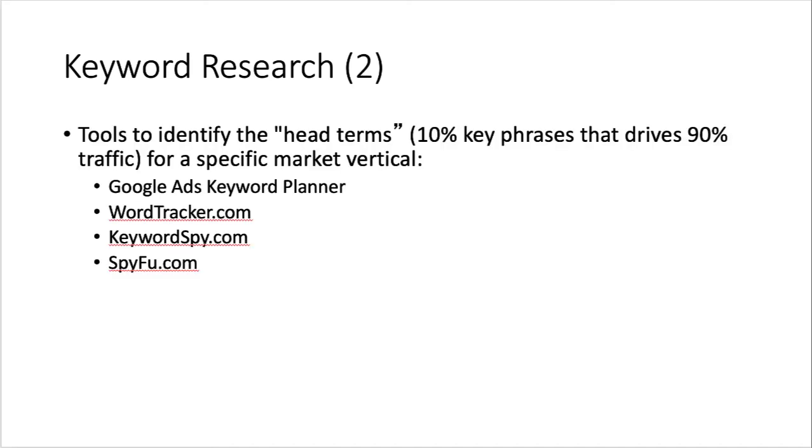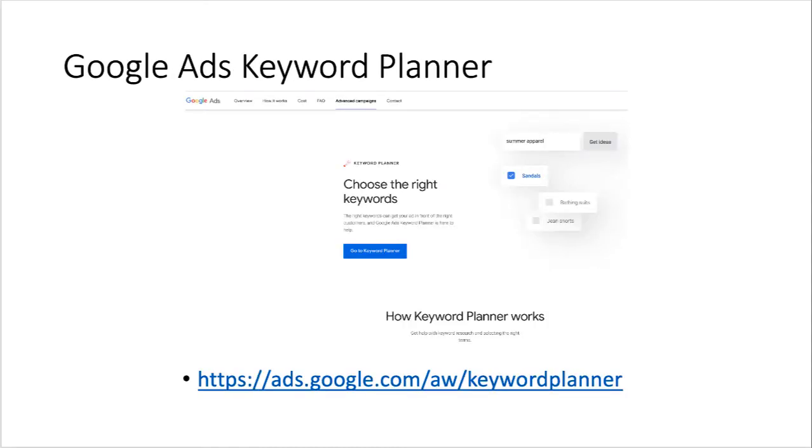There are many tools to help you identify the head terms, that is, the 10% of key phrases that drive 90% of the traffic. Those are your target keywords. These tools include Google Ads Keyword Planner and a few others. Google Ads Keyword Planner is free for people as long as they have a Google account, and you can use it for research before you start paying for specific ads.